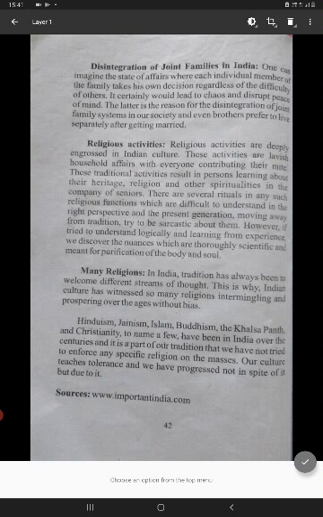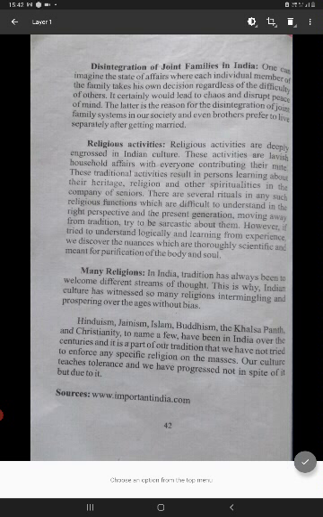There are several rituals in any such religious functions which are difficult to understand in the right perspective, and the present generation, moving away from tradition, try to be sarcastic about them. However, if tried to understand logically and by learning from experience, we discover the nuances which are thoroughly scientific and meant for purification of the body and soul.